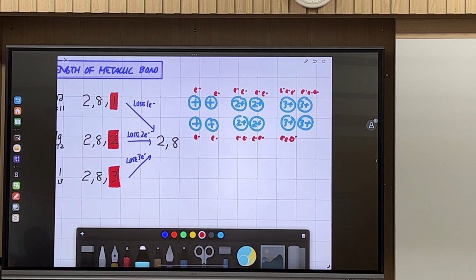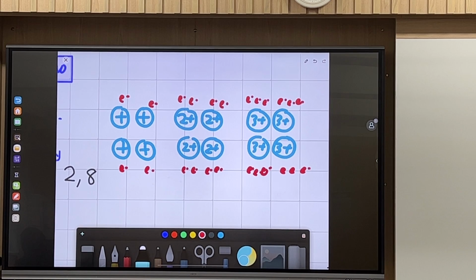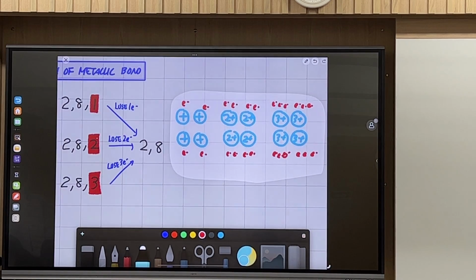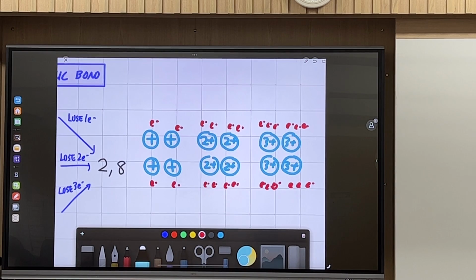Okay, and can you tell me which of these metals will have the strongest metallic bond? Is it Na, Mg, or Al? Al, yeah. So can you put down why? This is Na, this is Mg, this is Al.